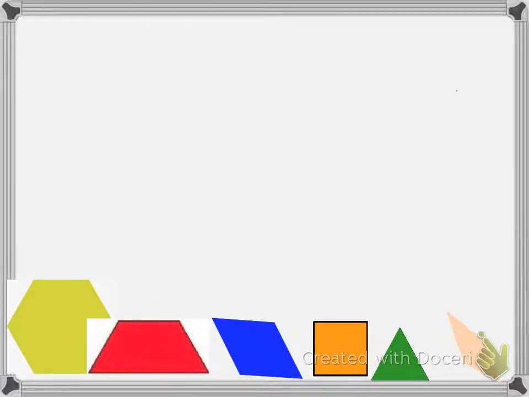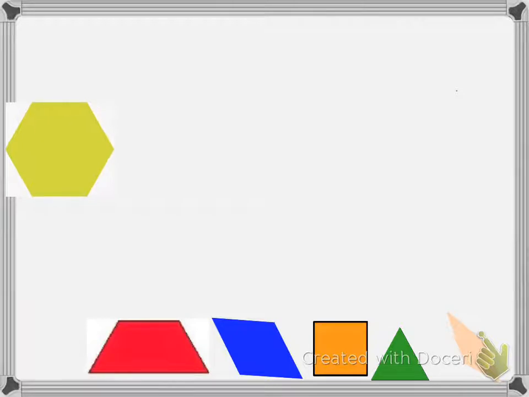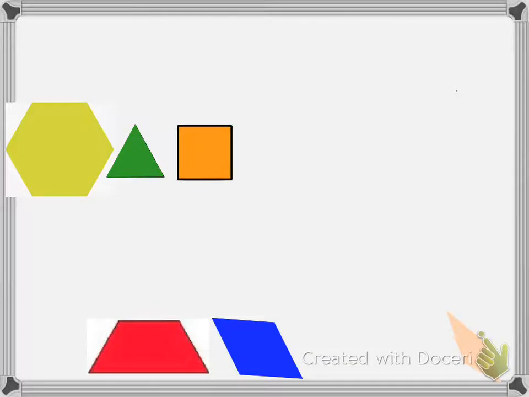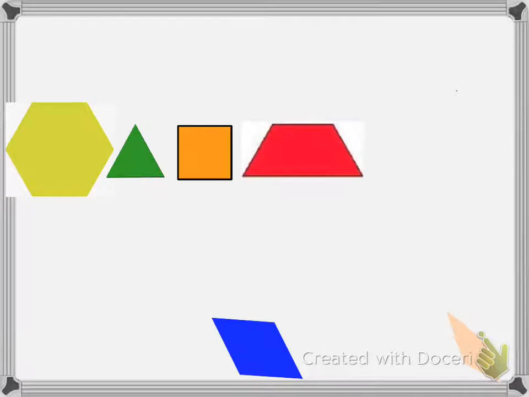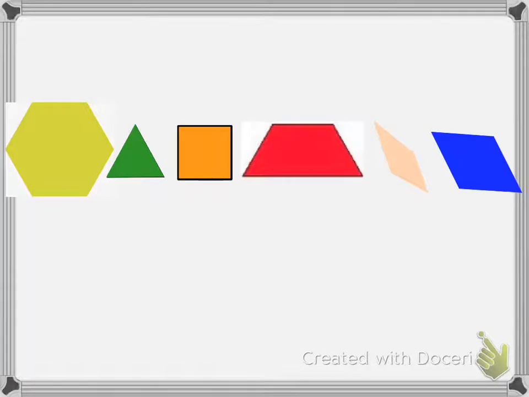We're going to take one block of each color. So let's put the yellow pattern block first. Then I'm going to put the green triangle second. Then we'll put the orange square third. The red trapezoid will be fourth. The tan rhombus will be fifth, and the blue parallelogram will be sixth.